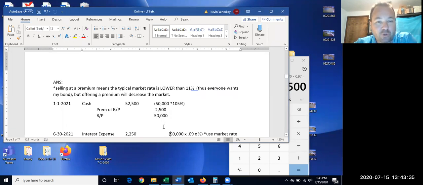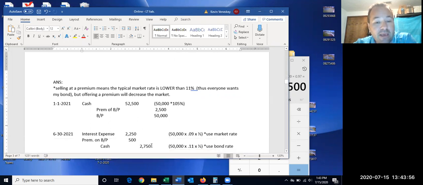So when I go down here to do my journal entry, I calculate the interest expense at actually a lower rate than what I'm actually paying. The interest expense now is at 9% because that's what the market is in my problem. The market's 9, so that's what I have to show as my interest expense, even though I'm paying out 11%. So I'm paying out $2,750. The difference here, the premium on bonds payable, I'm amortizing over the 10-year rate.